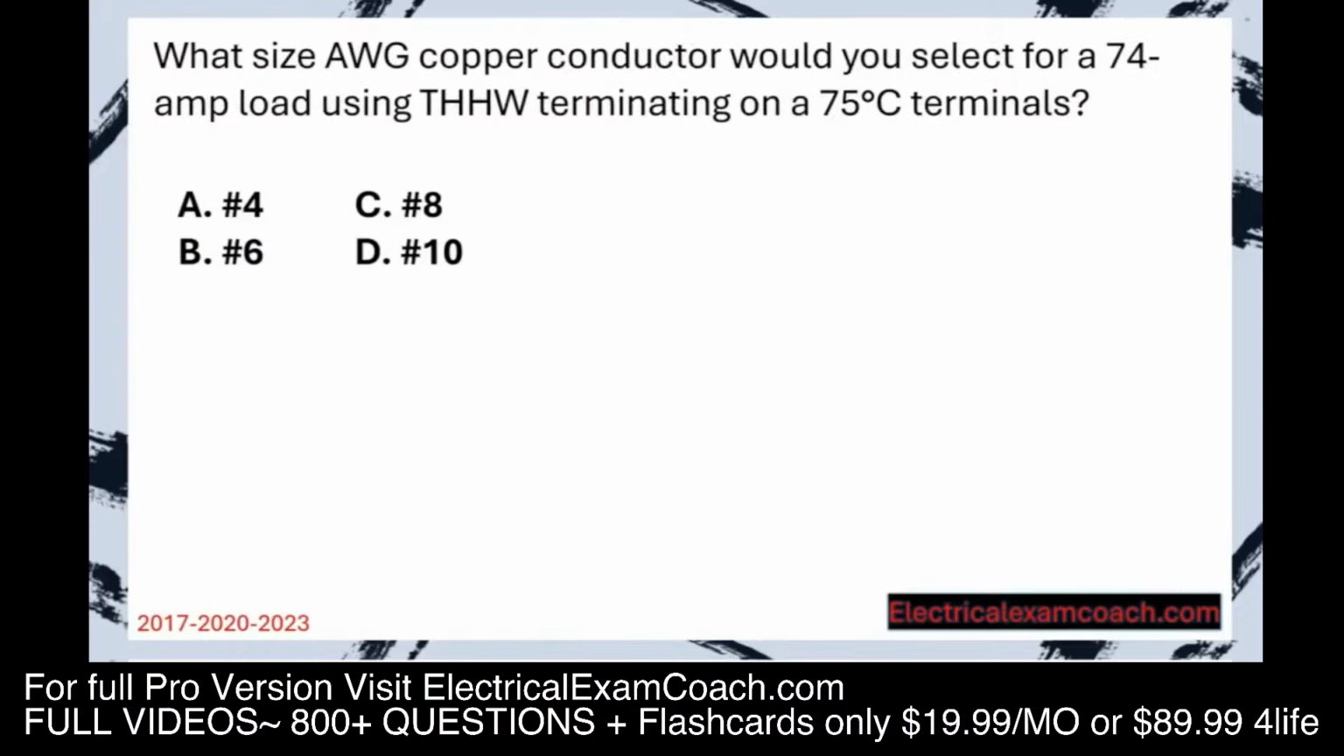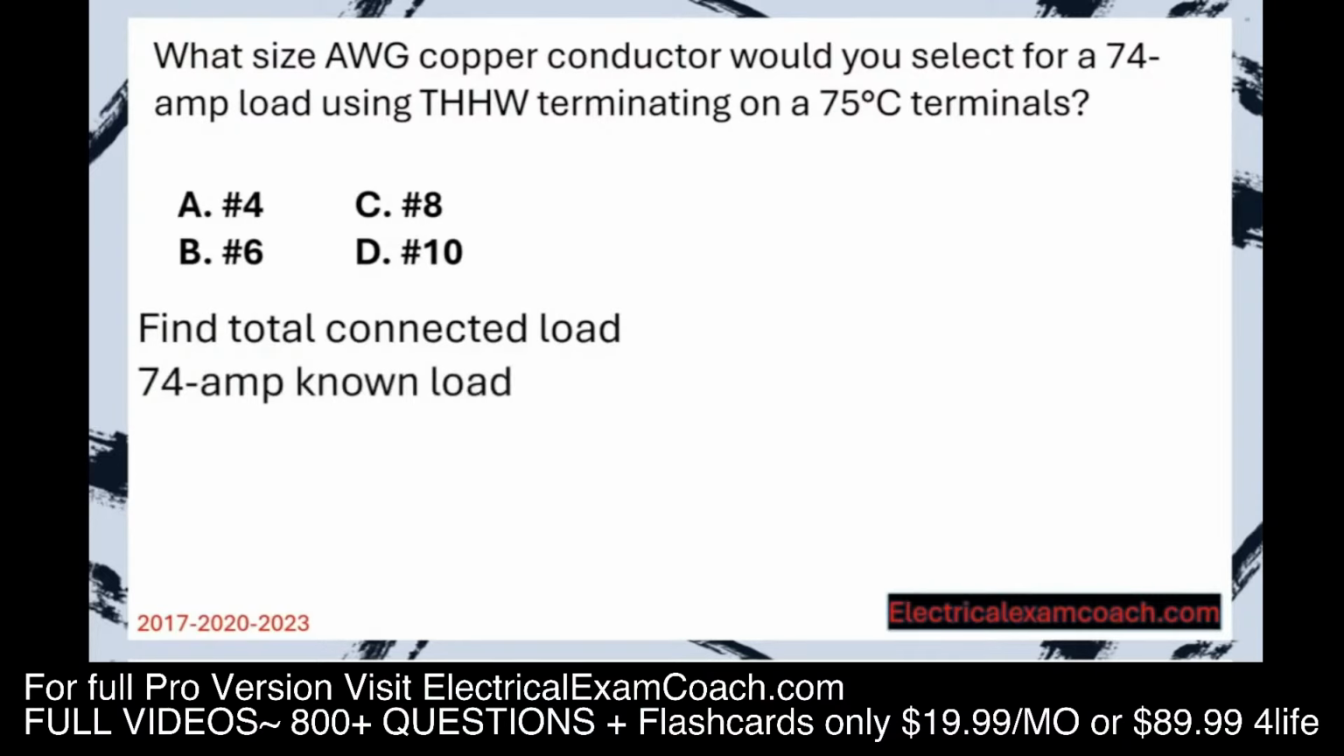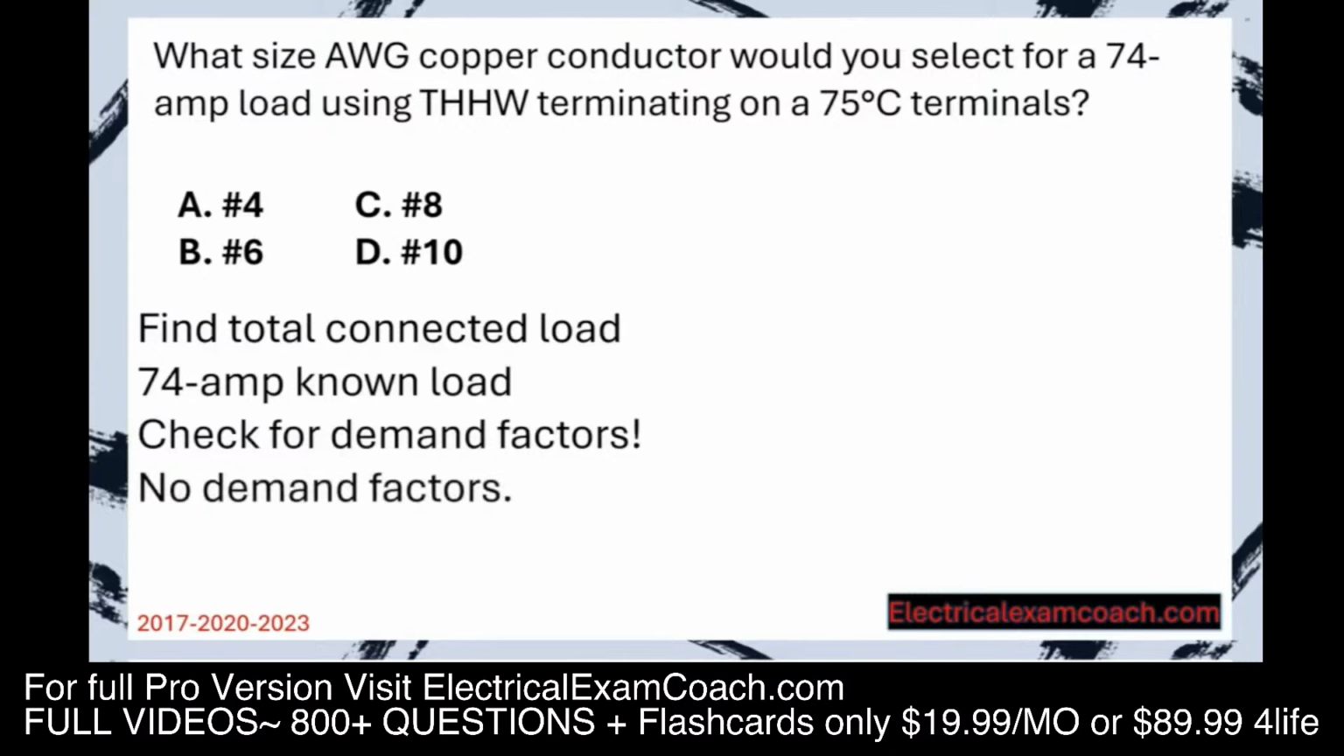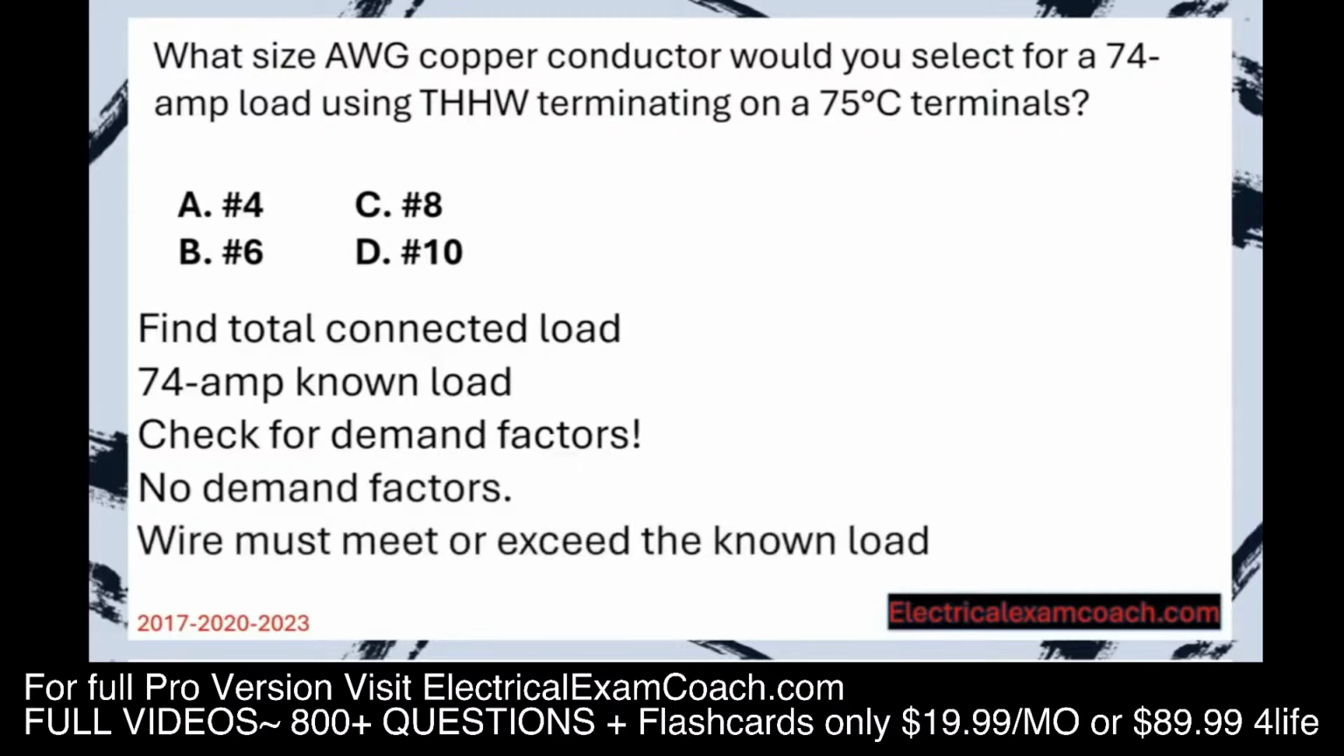What size AWG copper conductor would you select for a 74 amp load using THHW terminating on 75 degrees C terminals? Step 1, find the total connected load. It's 74 amps. Now let's check for demand factors. Well, in this case, there's no specific pieces of equipment and there's no continuous load, so there are no demand factors. And we have to remember that our wire must meet or exceed the known load.